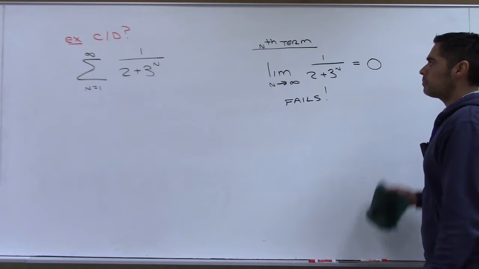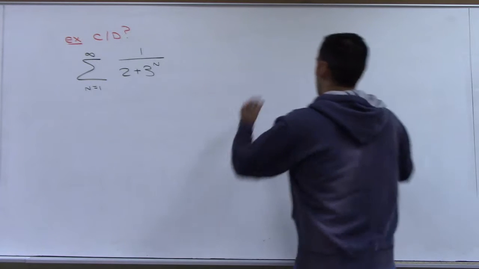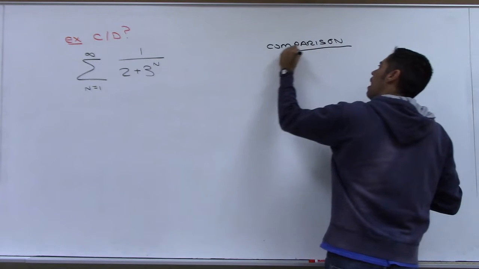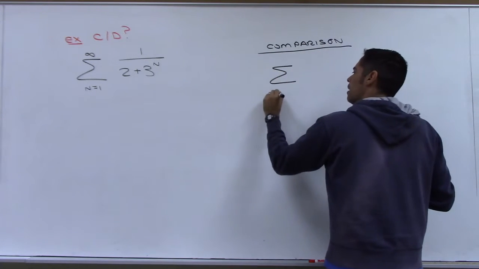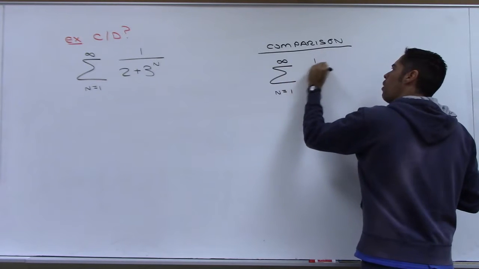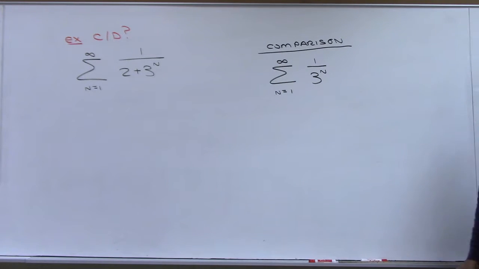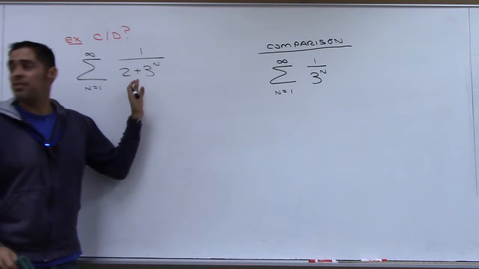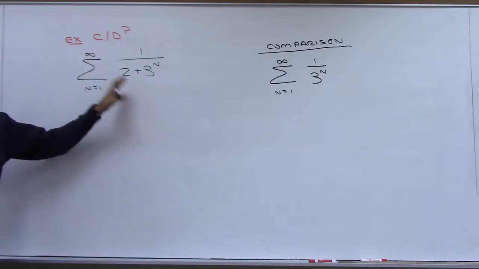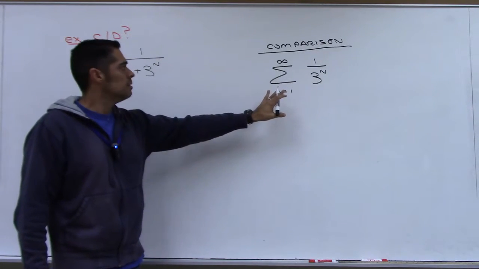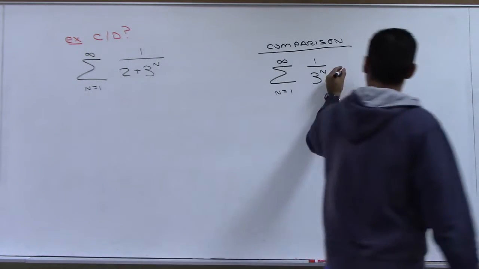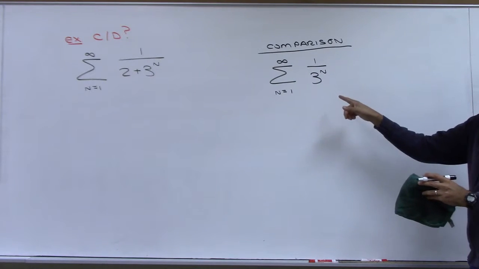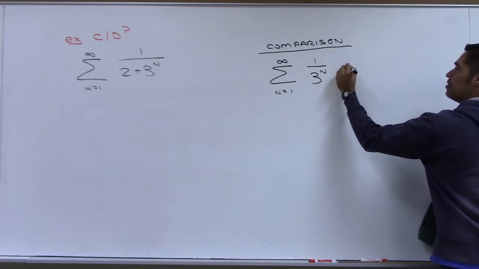1 over what? That looks a lot like a comparison. That looks a lot like the sum, n equals 1 to infinity, of 1 over 3 to the n. Right? The 2 really doesn't have that big of an impact. As the n gets big, the 2 is pretty insignificant. So maybe I can compare it to this. And what is this series? I mean, if you're going to compare it to something, you better know what this is, like what it does. What is this? Geometric. Okay, it's geometric.